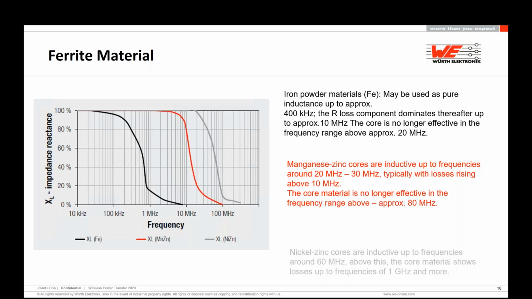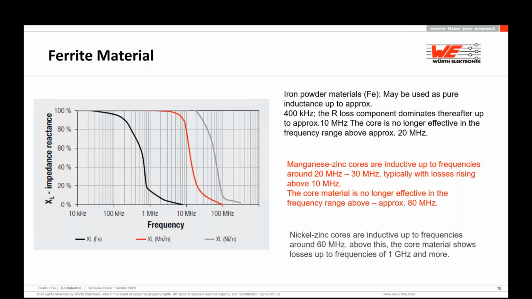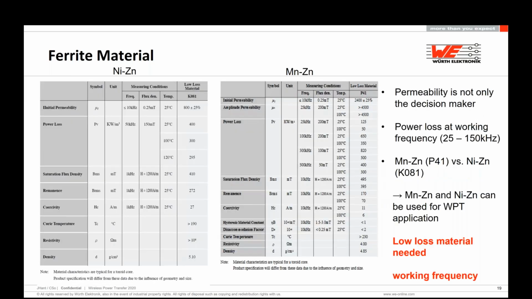This last curve is a nickel zinc material, for example, which can be used for higher frequencies up to 60 megahertz or more. Also up to gigahertz ranges are possible. So for wireless power transfer systems, mostly nickel zinc and manganese zinc materials are used.